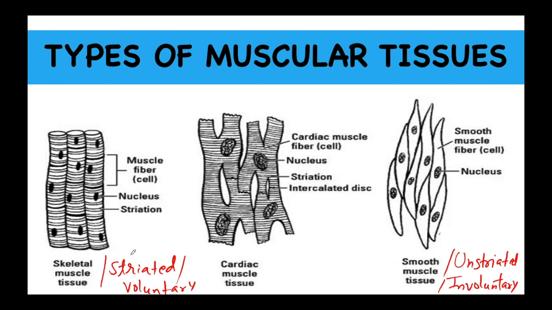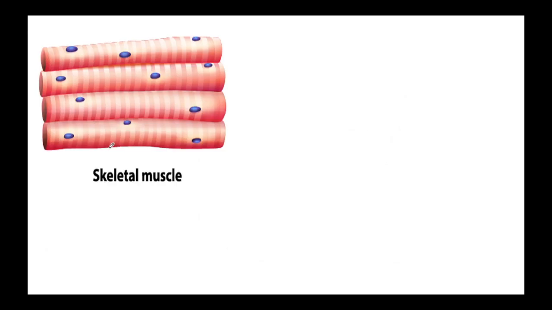And yes, this skeletal muscle tissue forms around 40% of total body weight. So this is our first type, skeletal muscle. It is also known as, I have already told you, striated muscle or striped or voluntary. I'll tell you the reason why it is called voluntary muscle later, right?